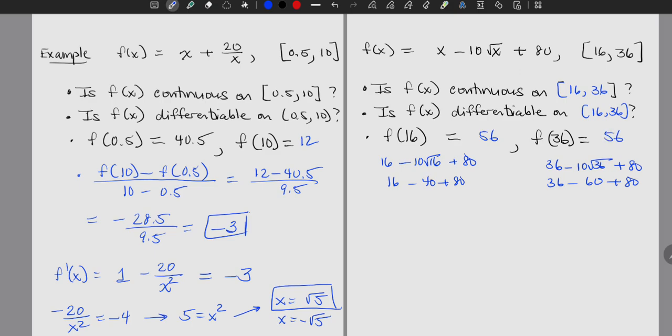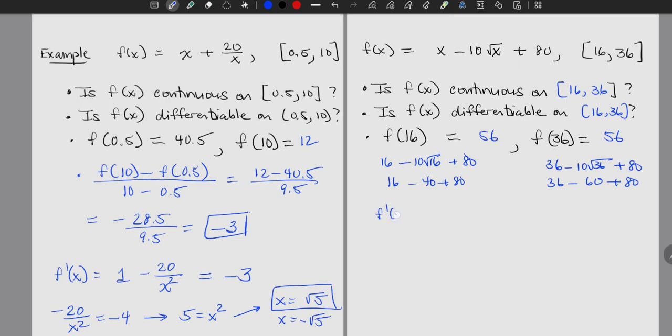So you could apply mean value theorem. Mean value theorem will work for that. Rolle's theorem, remember, is just a special case where the two function values are equal. So if you have two function values that are equal at different points, as long as you have a continuous and differentiable function, somewhere in between them, you're going to have a horizontal tangent line. So we do the same thing.